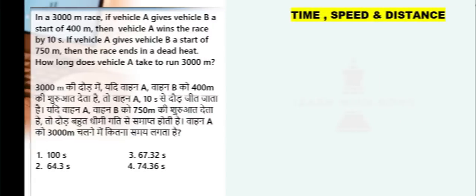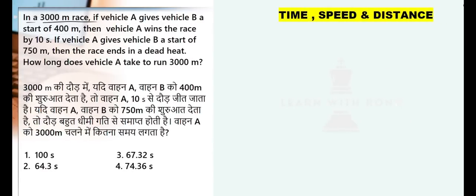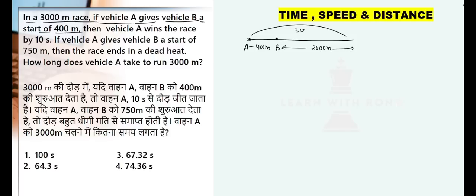Next question. See this question, in a 3000 meter race, if vehicle A gives vehicle B a start of 400 meters. Let's say this is a 3000 meter race track. Here vehicle A gives vehicle B a start, which means vehicle B is here, 400 meters ahead of the starting point. So vehicle A is at the starting point. So vehicle B has to travel only 2600 meters, but vehicle A has to travel 3000 meters to reach the final point.